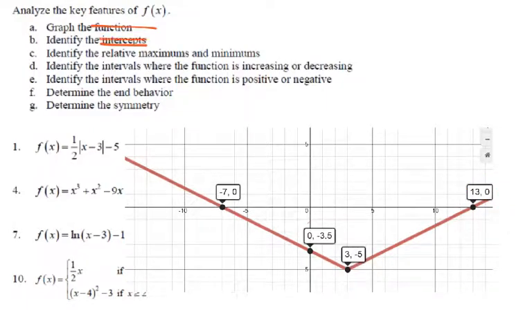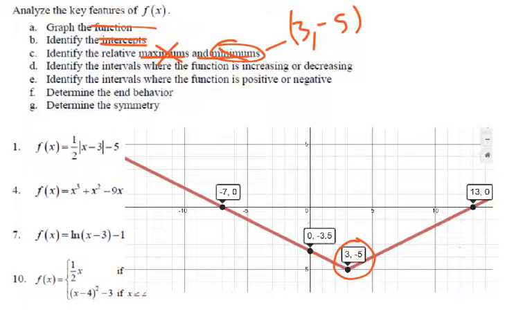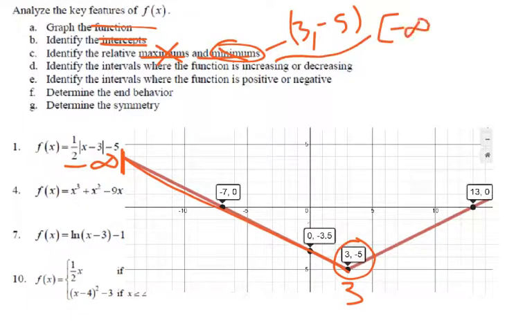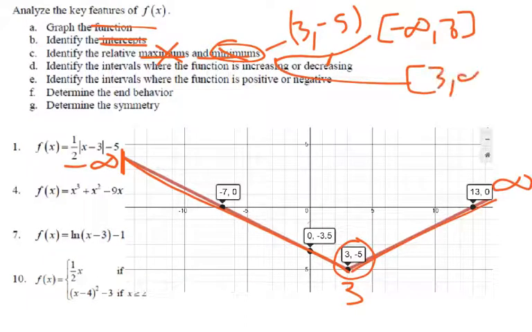We graphed it, we have our intercepts, maximums and minimums. There's no maximums here, but we do have a minimum, right here, the lowest point, (3, -5). When is this increasing or decreasing? Well, we start out here at -infinity, it's decreasing till we get to an x value of 3. Remember, we write that as -infinity to 3. Increasing would start at 3 and go out to +infinity.